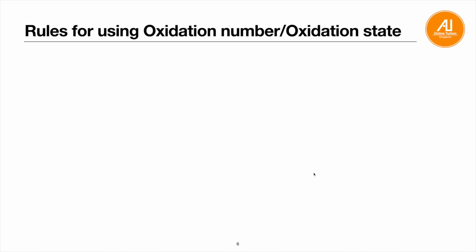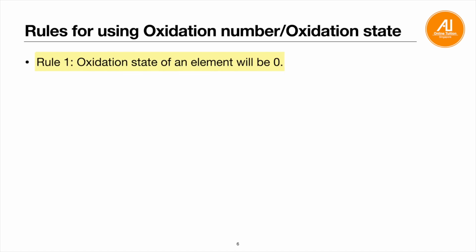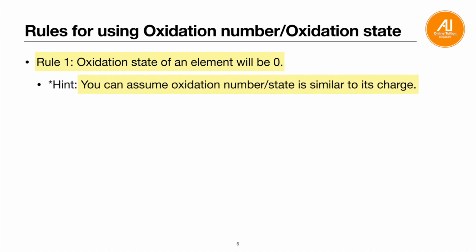Alright, the last one, which is the most important method. But before that, you have to learn some rules before you can use oxidation number to determine a redox reaction. The first rule. So this is important, so that's why it's highlighted for you. Rule 1, oxidation state of the element will be 0. So a hint to remember this is what? You can always assume oxidation state is very similar to its charge.